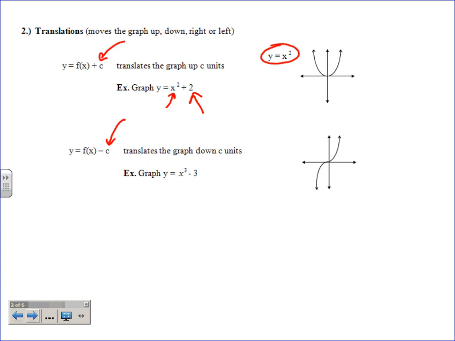Does that make sense from what you just did? You're getting all these y values, and now I'm just going to have to add 2 to every single one of them. And so all it does is move it up 2.